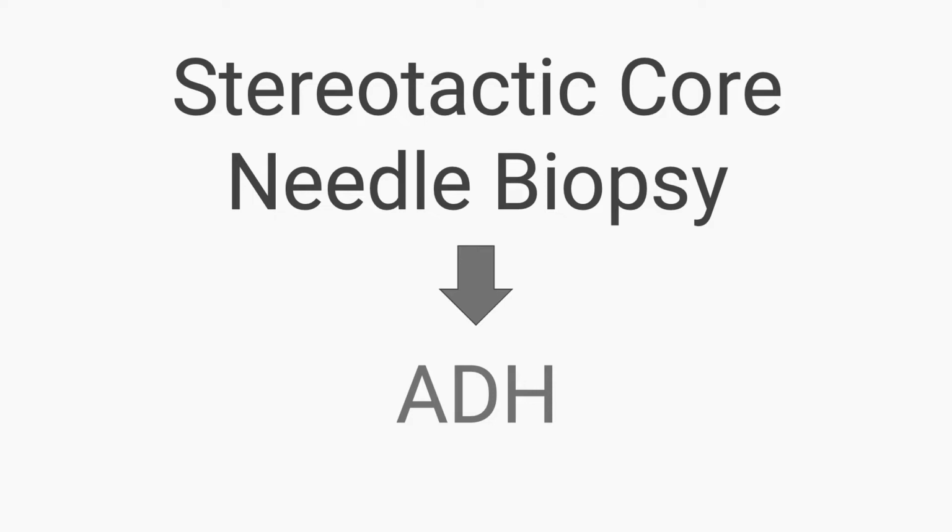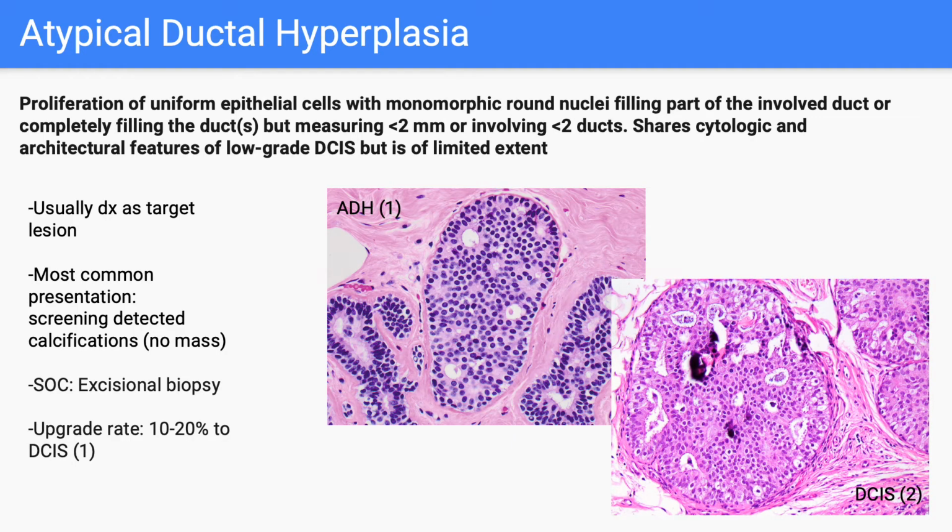So, what do we do if the stereotactic core needle biopsy shows atypical ductal hyperplasia? ADH is the proliferation of uniform epithelial cells with monomorphic round nuclei filling part of the involved duct or completely filling the ducts but measuring less than 2 millimeters or involving less than 2 ducts. It shares cytologic and architectural features of low-grade DCIS, but is of limited extent. You can see this represented in the histological images I have placed on this slide.